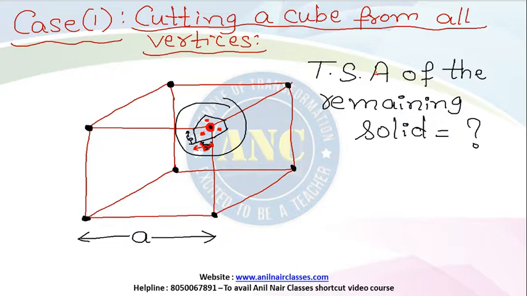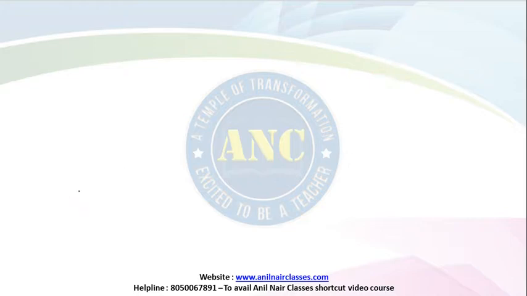I hope the first case is very clear for every student who is listening to the class. The first case is cutting a smaller cube from all the vertices, right? From all the vertices. Totally how many vertices, sir? 8 vertices. So it makes no difference. Now let us move on to the second case of this beautiful concept.